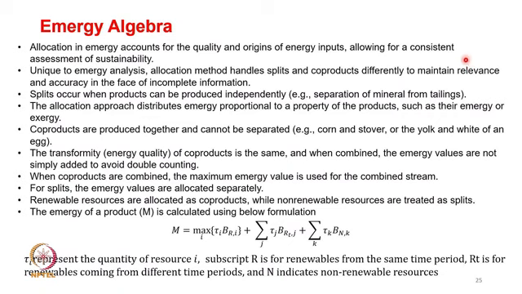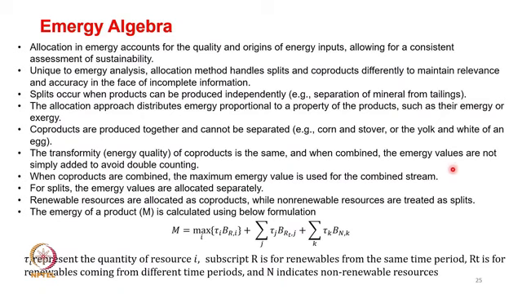So, allocation in Emergy accounts for the quality and origin of energy input, allowing a consistent assessment of sustainability. Unique to Emergy analysis, allocation methods handle splits and co-products differently to maintain relevance and accuracy in the face of incomplete information. Splits occur when the products can be produced independently. The allocation approach distributes the energy potential to a property of the product, such as their Emergy or Exergy. Co-products are produced together or cannot be separated. So the transformative factor of co-products is the same.